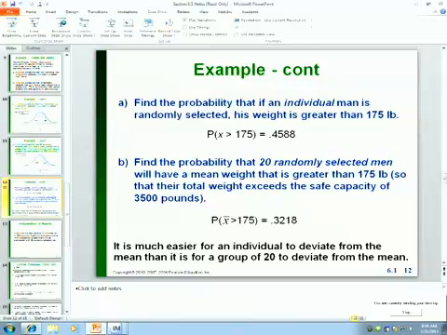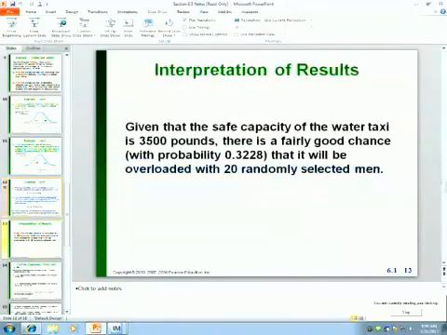All right. I think that's what the next slide says. Given that the safe capacity of the water taxi is 3,500 pounds, there's a fairly good chance, with a probability of about 32%, that it will be overloaded with 20 randomly selected men.